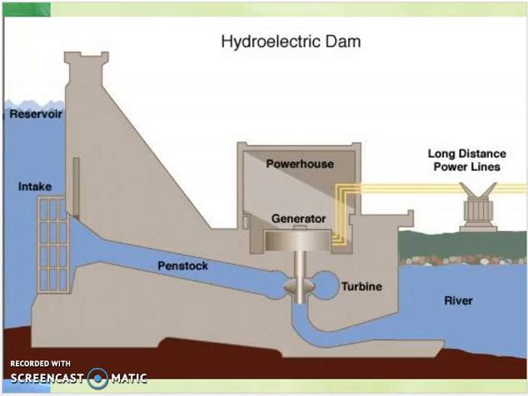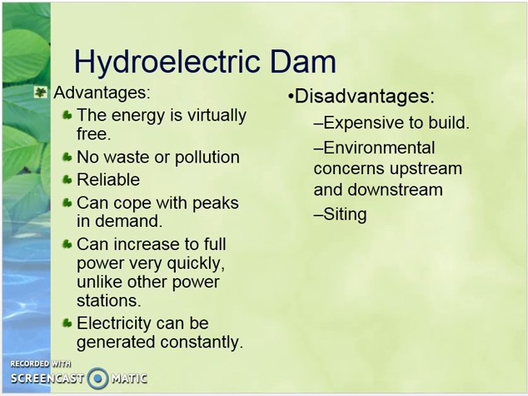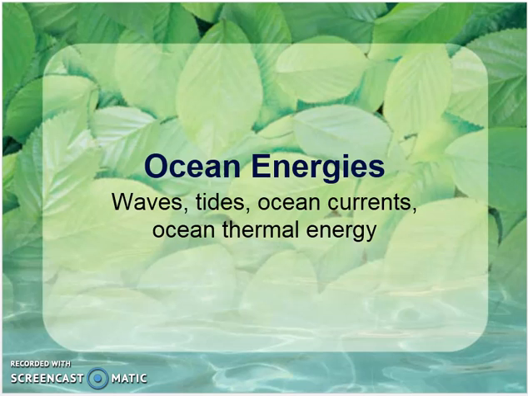In the hydroelectric power plant, the penstock is a large diameter pipe used to carry water from the reservoir, and it flows through the turbine. The turbine is known as the hydraulic turbine. The turbine is used to convert hydraulic energy into mechanical energy. The generator is used to convert the mechanical energy into electrical energy. Those are the advantages of the hydroelectric dam.